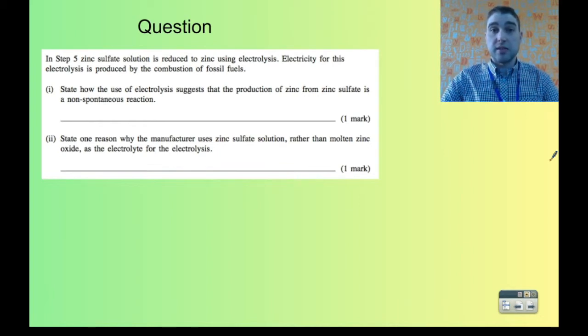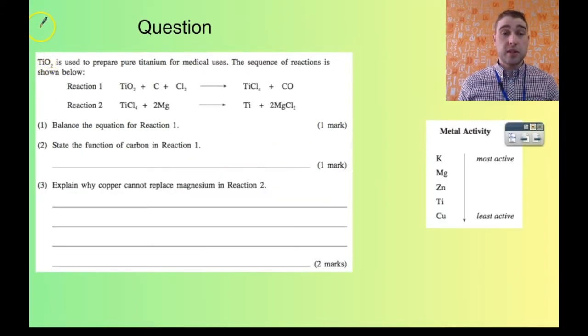By using a zinc sulfate solution, you don't need as much energy because it's a solution. So the zinc and sulfate ions are already present. You don't need to heat it up to break it up. So it uses less energy, which is cheaper for the manufacturer. The next question says, titanium dioxide is used to prepare pure titanium for medical uses. Sequence of reactions is shown below.